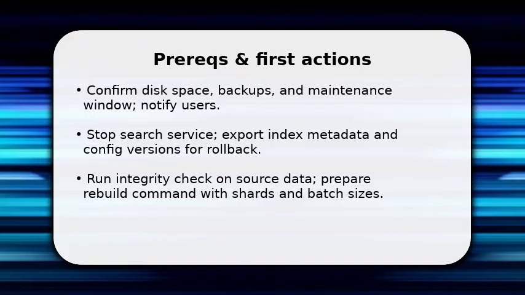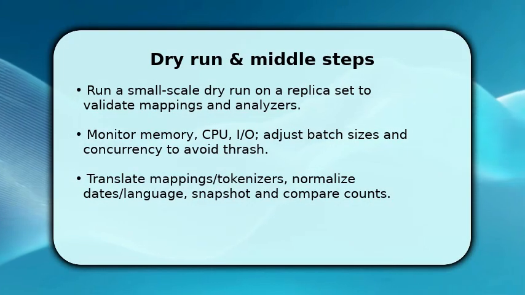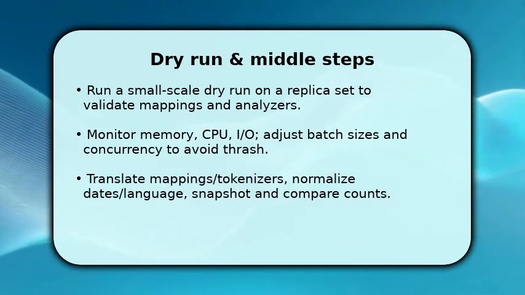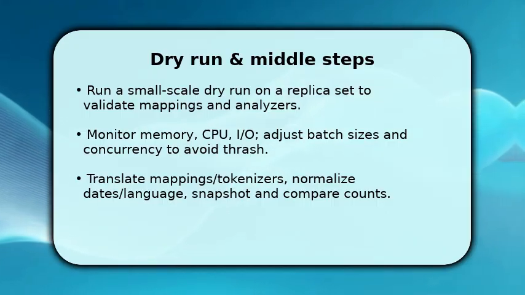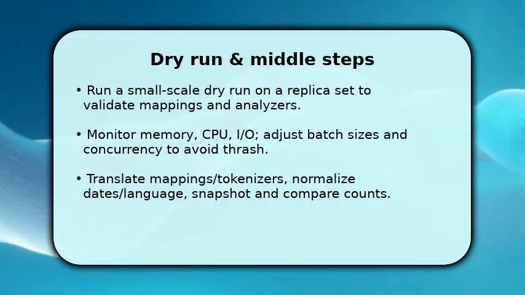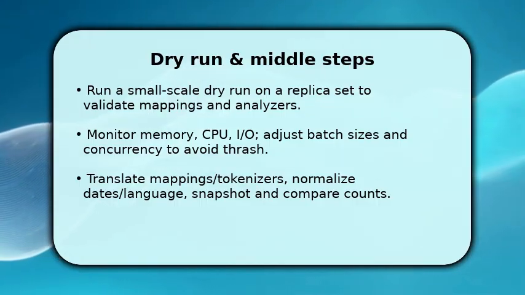Begin the rebuild by launching a small-scale dry run on a replica set to validate mappings and analyzers. Monitor memory, CPU, and I/O. Pause and adjust batch sizes if you see thrashing. Translate mappings or tokenizers that changed since the last build, and normalize dates and language settings before ingestion. Use parallel workers with controlled concurrency to balance throughput against latency.